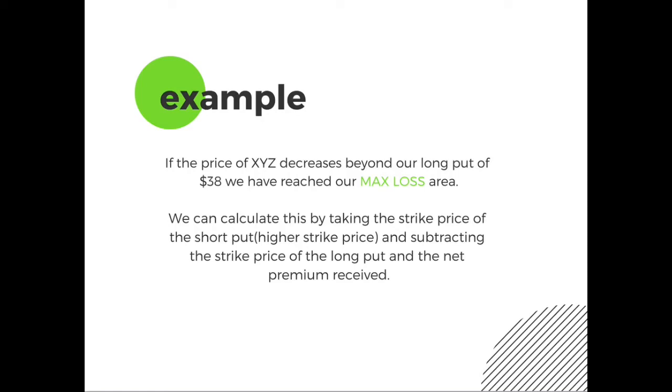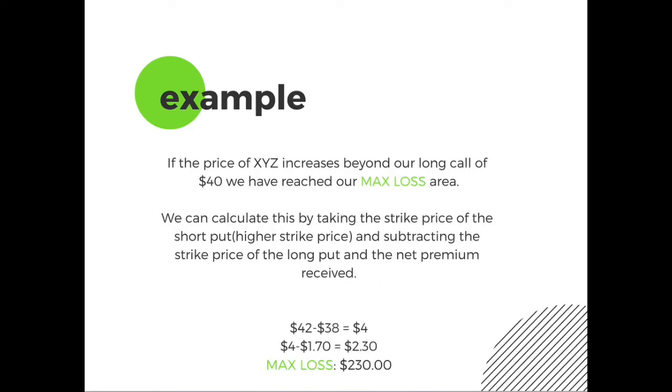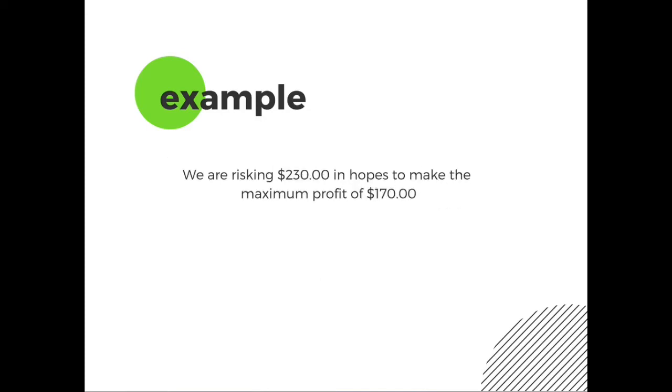price, and then subtracting the strike price of the long put and the net premium received. So our short put was $42, and we subtract our $38 long put strike price as well as the net credit of $1.70 that we received up front, and we have our max loss of $2.30 or $230 per contract. In this example, we are risking $230 in hopes of making up to the max profit of $170.